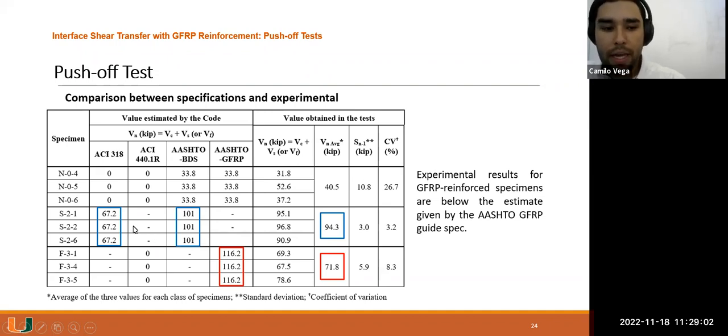And opposite to this behavior, for example, the ACI 318 code has a clear underestimation of the capacity, with a theoretical value of 67 versus the experimental value of 94 kips obtained. But for the ACI 318, this outcome is obvious because that code, remember, follows the pure shear friction model and does not consider the contribution of the concrete in the shear transfer capacity.